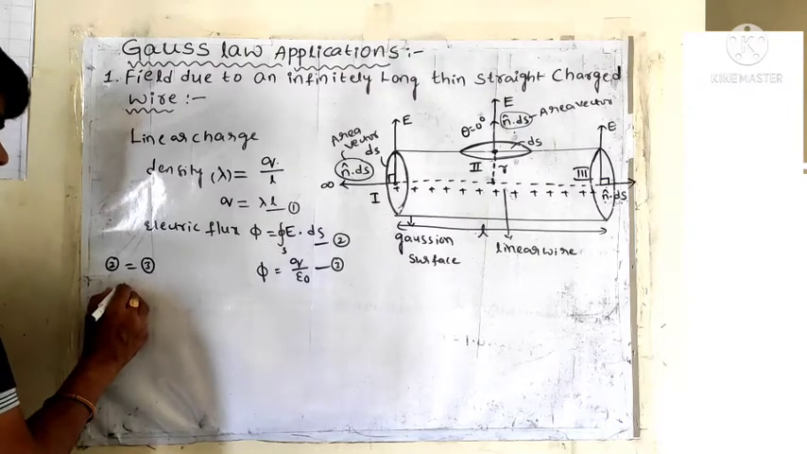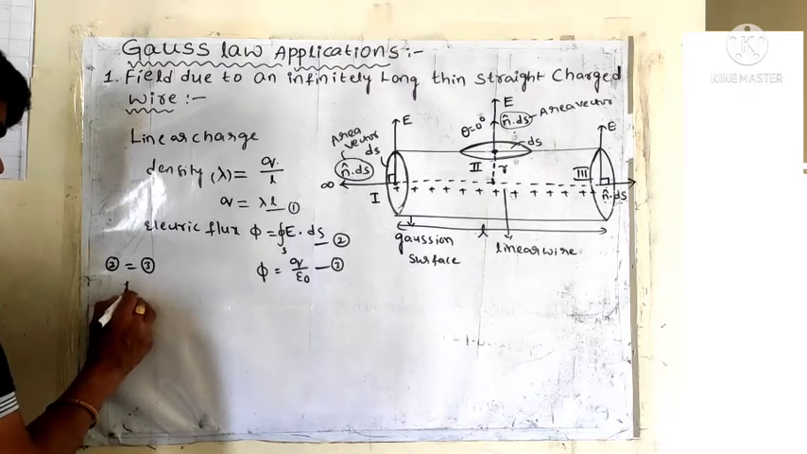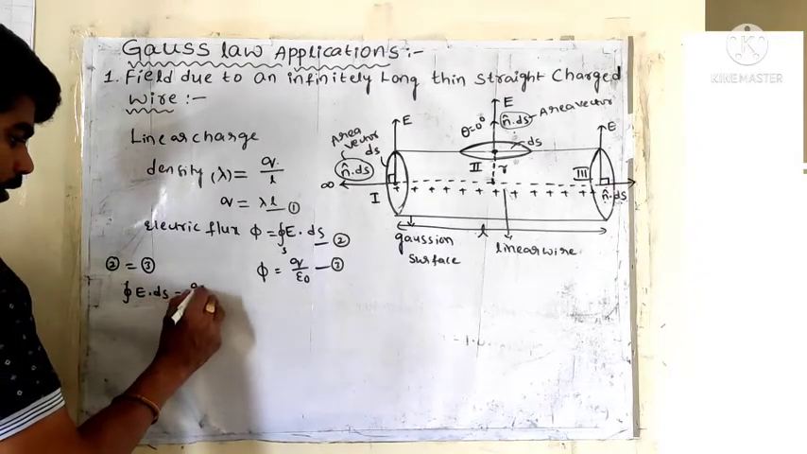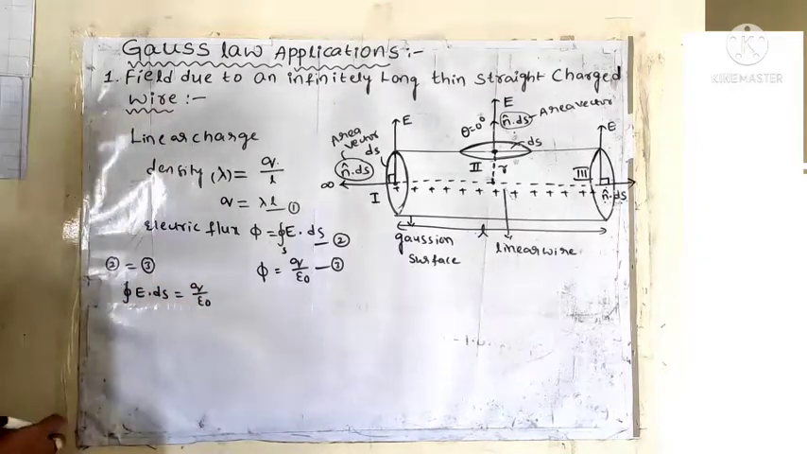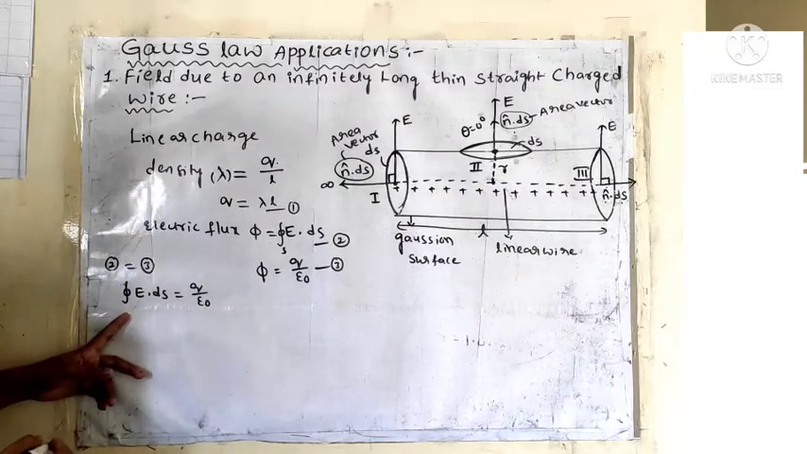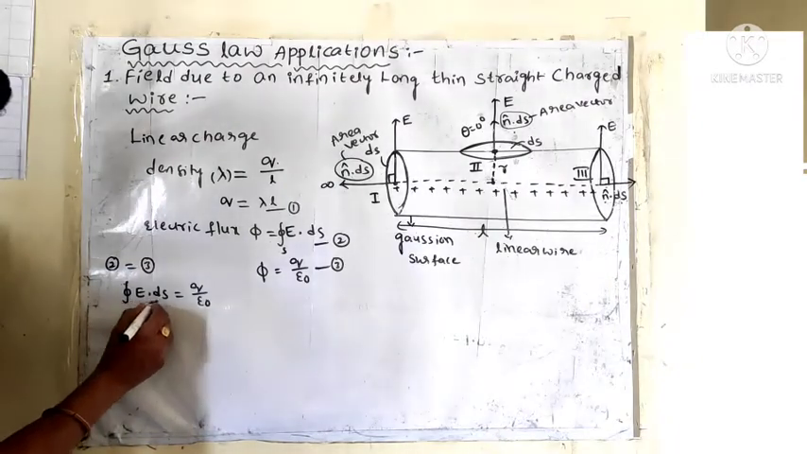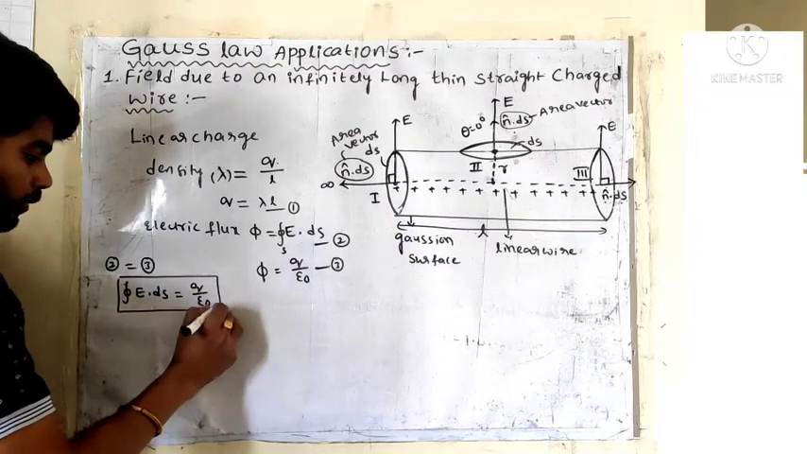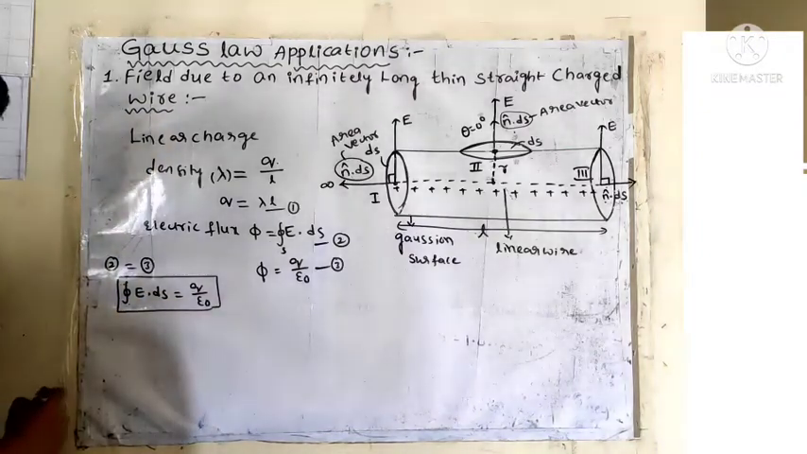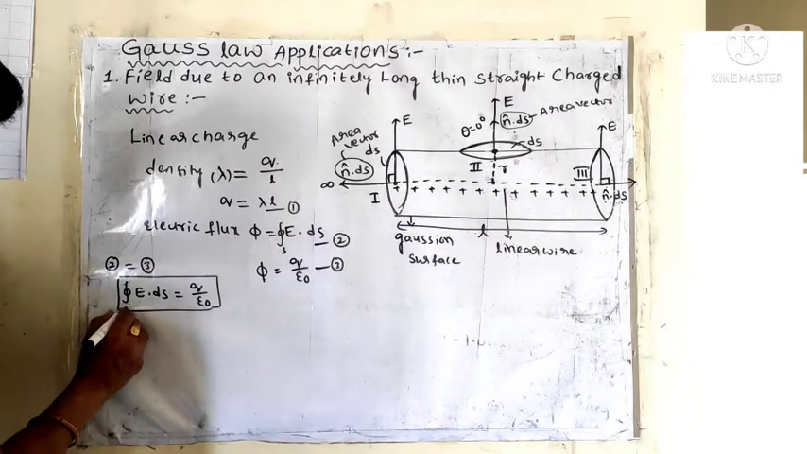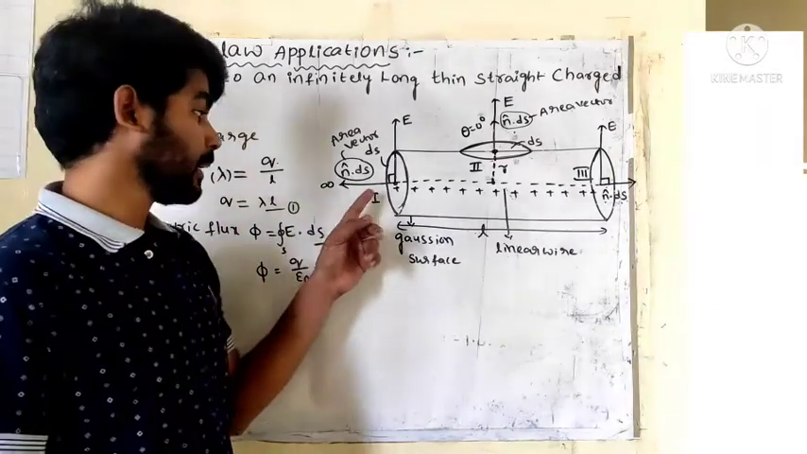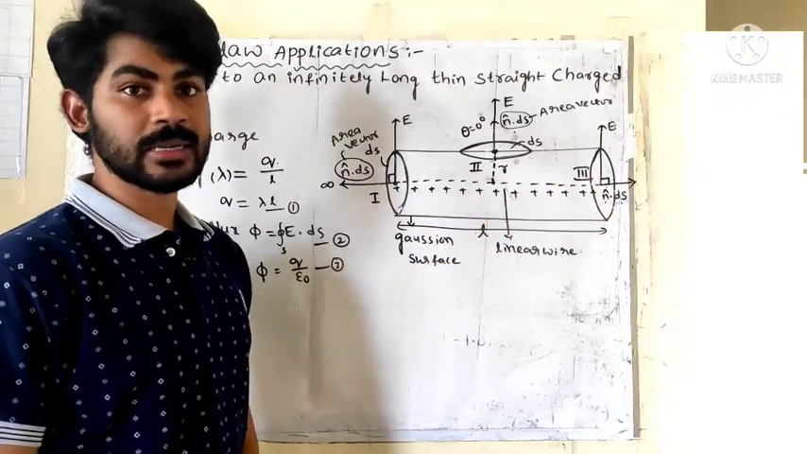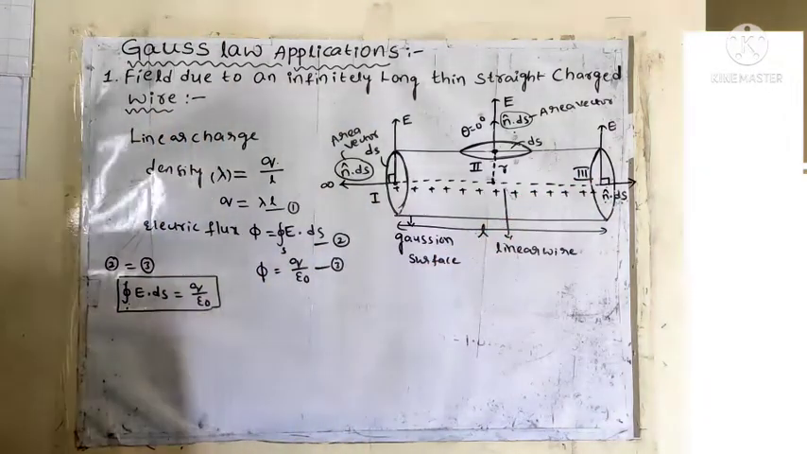Electric flux, the net surface integral of E dot ds, is equal to q by epsilon naught. This is the final equation, and this is the net electric flux I am calculating here. How can we calculate the net electric flux? We can calculate it from region 1, region 2 and region 3, which gives us the total electric flux.